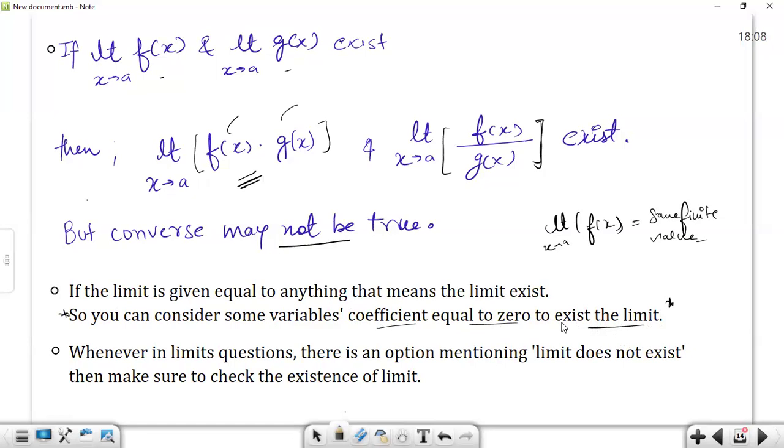Whenever we are simplifying a function, if there's a certain variable plus some constant, and that constant is equal to the given finite value of the limit, then we can consider this variable to be zero. I know you're not able to understand this yet, so just read it once. You have to focus on this statement: if the limit is given equal to anything, that means the limit exists. Let me restart my note application.